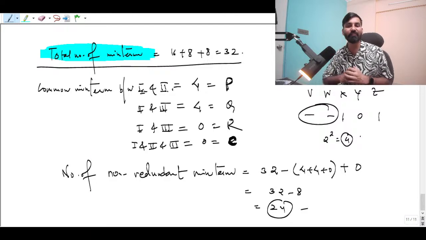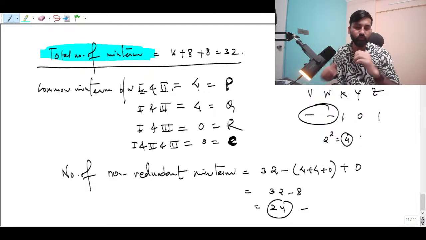I believe now you guys understood how to solve this question. So please remember, what is the formula for finding the number of non-redundant minterms? First of all, you have to find the total number of minterms. The moment you see the Boolean expression, you should be able to understand that they are not canonical SOP. In canonical SOP, we can have the minterms, and the minterm definition is very clear: the product of all literals.